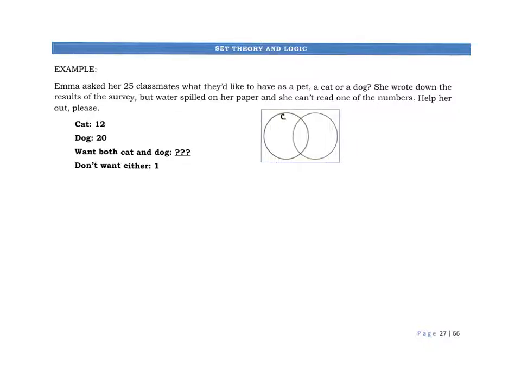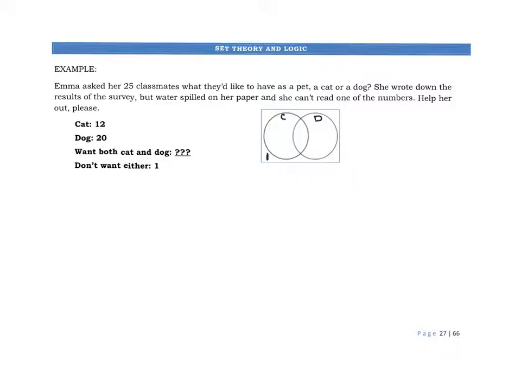Well, perhaps we could use a Venn diagram to demonstrate this. I'm going to let set C be cat, and set D be dog. And we'll notice that I cannot just put a 12 right here, right? Because these two regions together would have to be that 12, and I don't know how much is in each one. Okay, so same thing with the dogs. We don't know how many want both a cat and a dog. That certainly would be a lot easier. So we know that one doesn't want either.